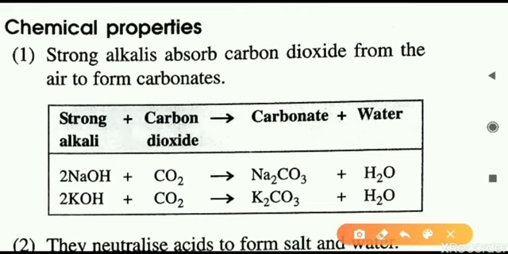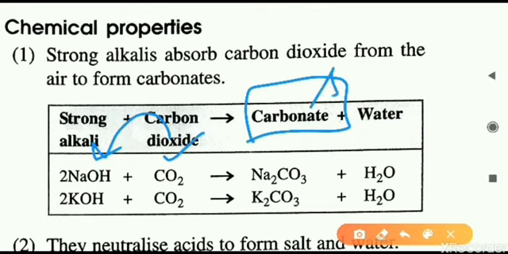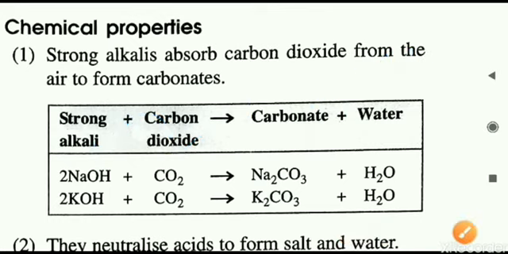Whenever they are subjected to reaction with carbon dioxide, this will be absorbed by the strong alkali, and we will get a carbonate salt. A carbonate salt is produced and water is produced. So this is the general reaction. You have to remember this. Strong alkali plus carbon dioxide gives a carbonate salt and water.